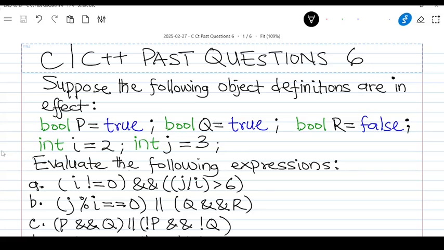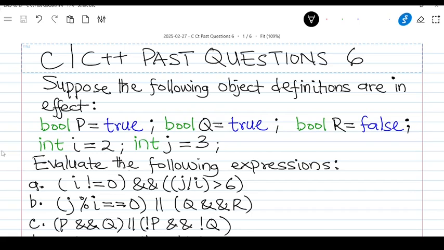So in today's video we're going to do another past question on programming. Today we're asked this question: suppose the following object definitions are in effect. Bool p is equal to true. That means p is a variable of the Boolean type with a value of true. We also have that bool q is equal to true. That means q is a variable that holds the value true. Similarly, r is a Boolean value that holds the value false. Then we have int I is equal to 2. That means I is an integer with a value of 2. Int j is equal to 3. That also means that j is an integer with a value of 3.